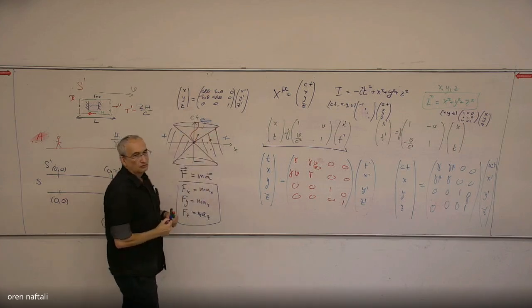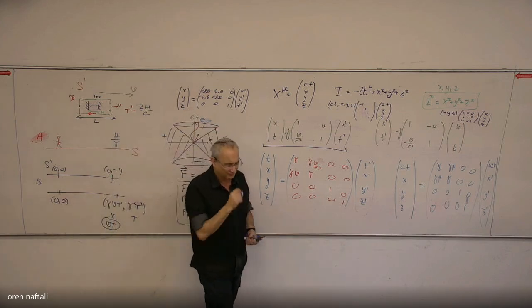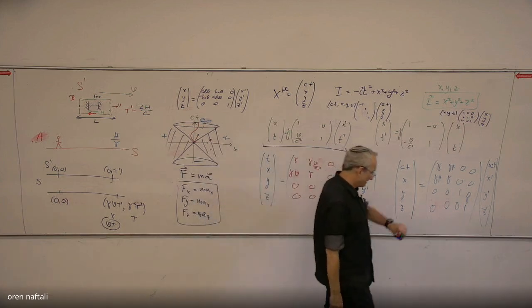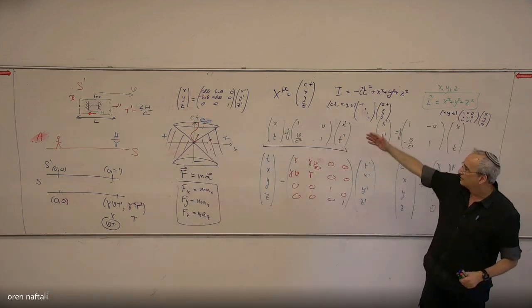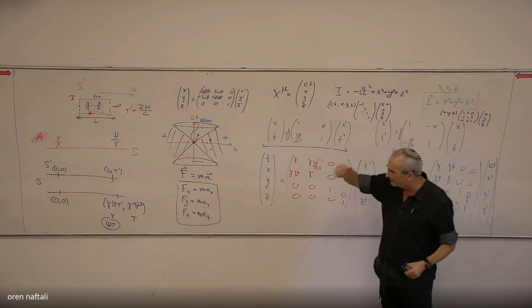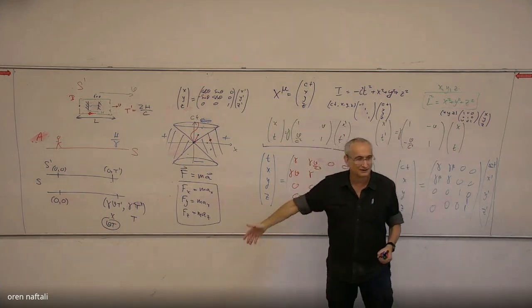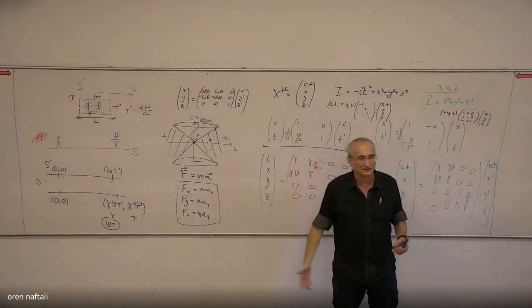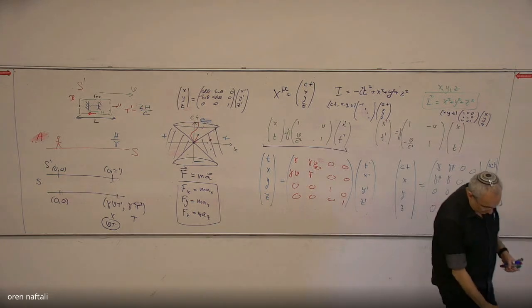This is a light cone, the purple thing. And if it's in 4D, if you add the z, we cannot plot it anymore, but it's still called the light cone.